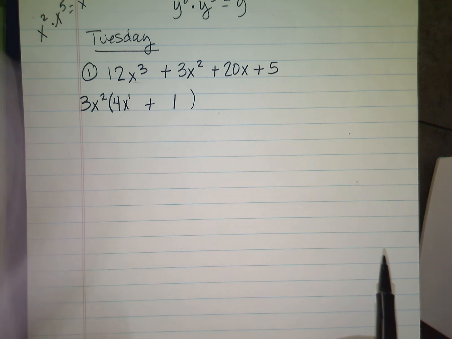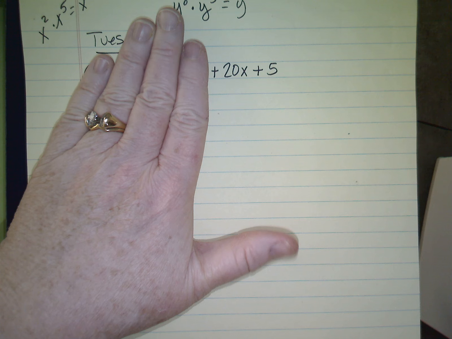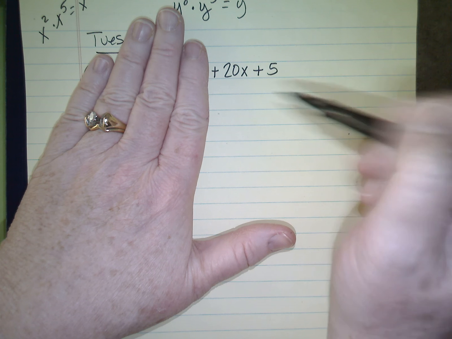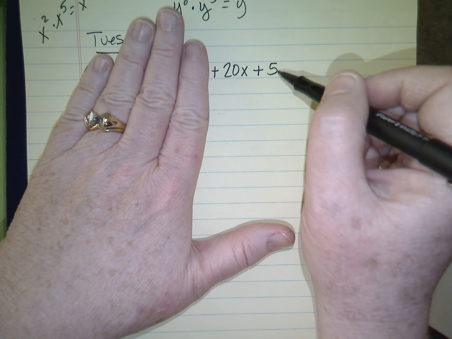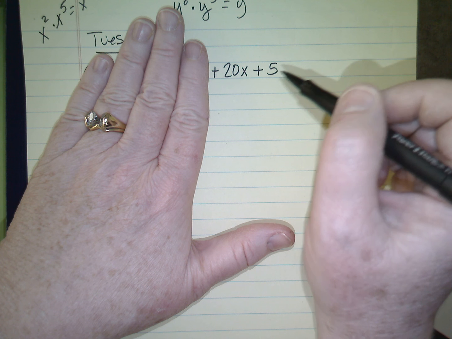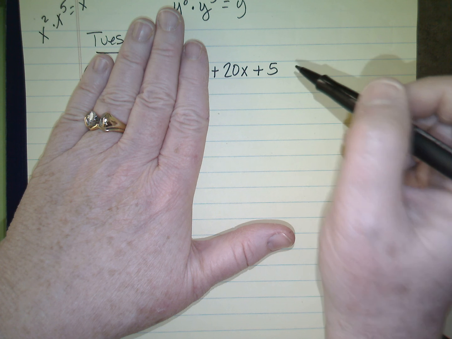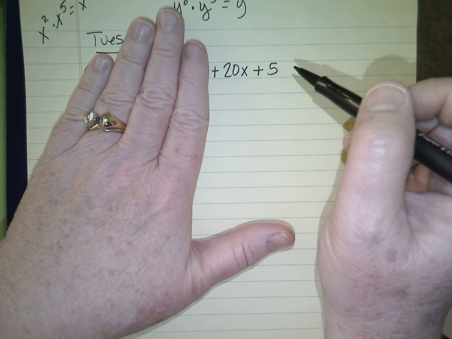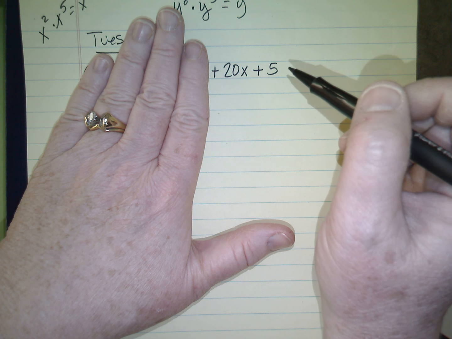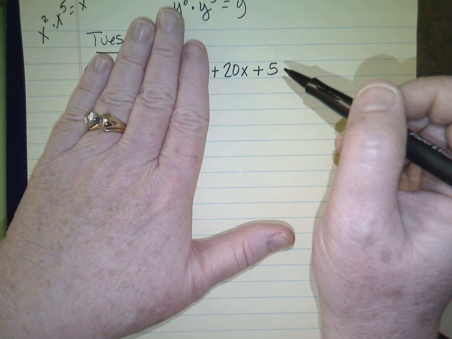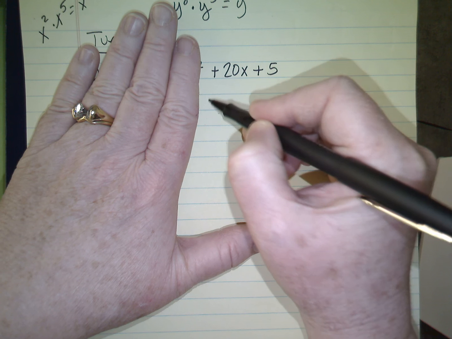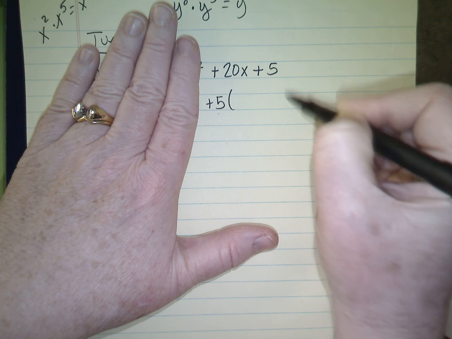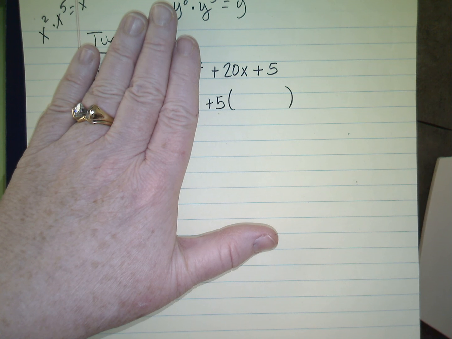Okay. Now I did the first 2. I'm going to cover those up, and I want you to look at the last 2. Do 20x and 5 have anything in common? Well, they don't have any variables in common because 5 doesn't have a variable. Do they have any numerical factors in common? What is it? Okay, so they both have a 5 in them.